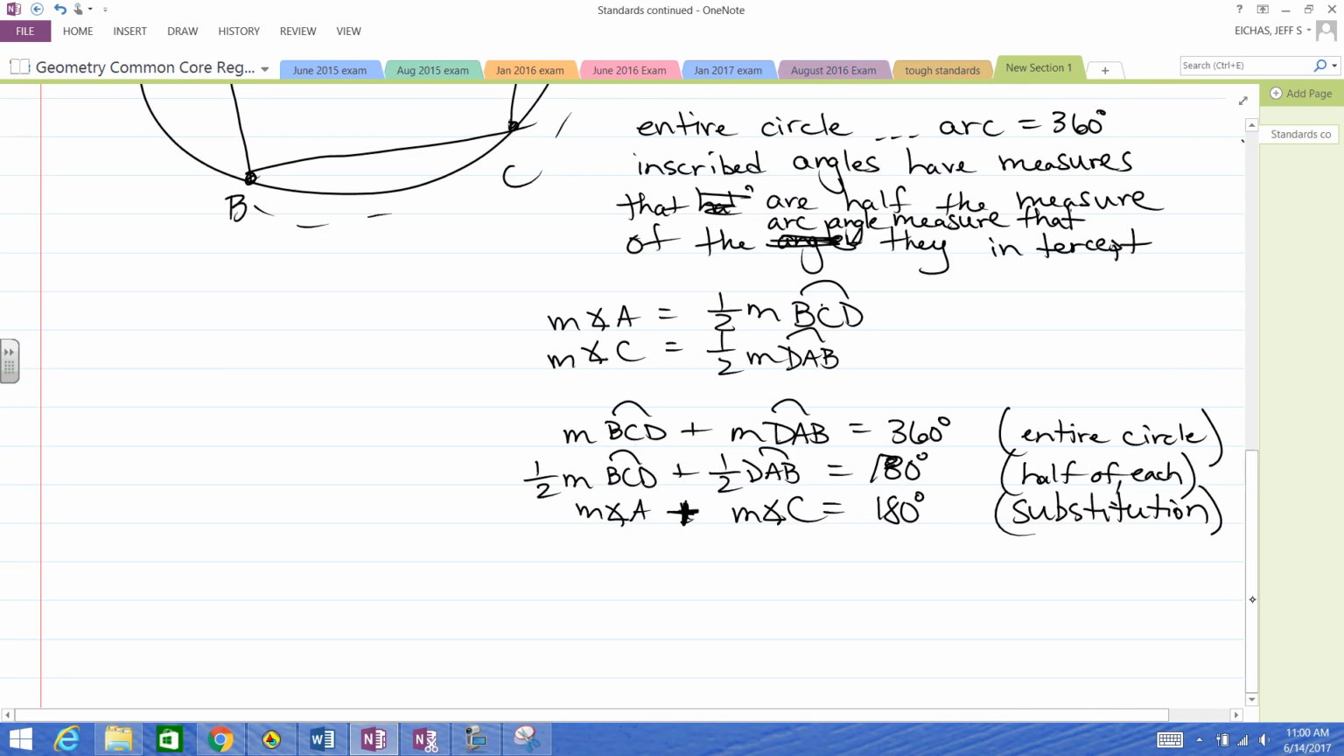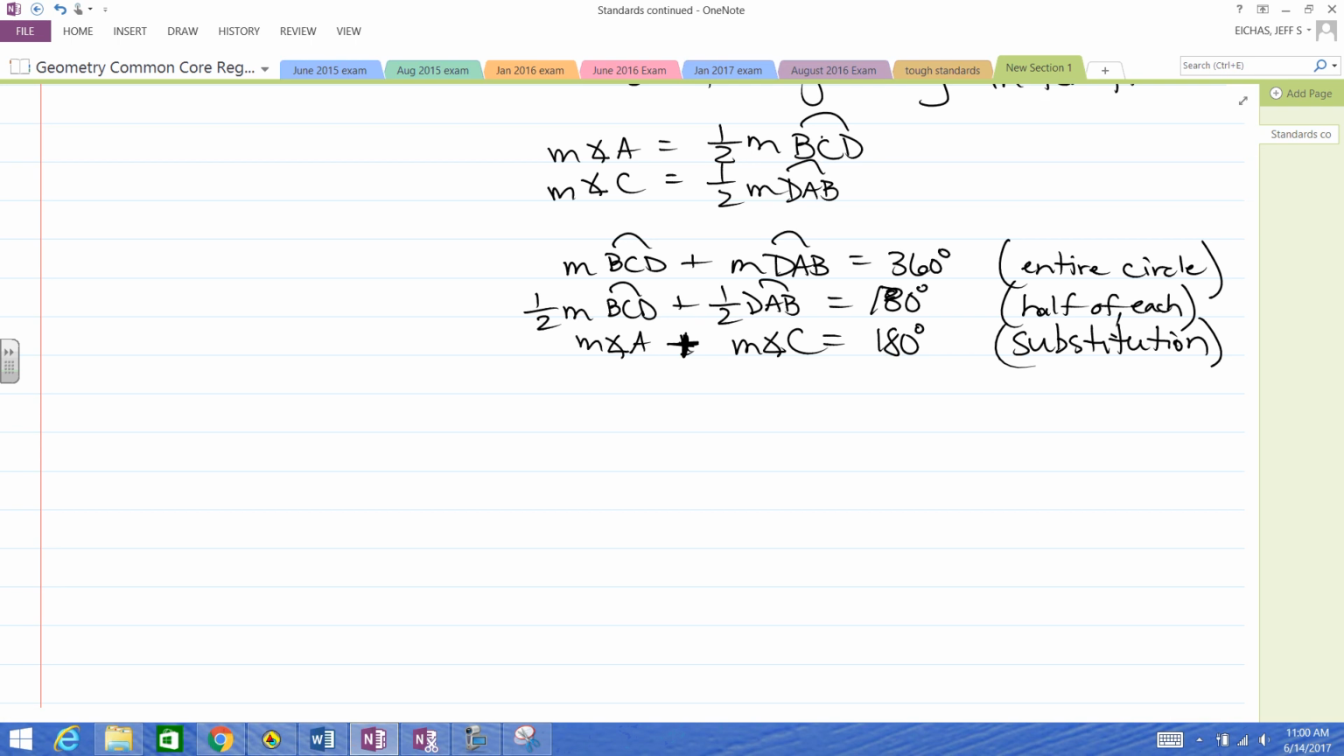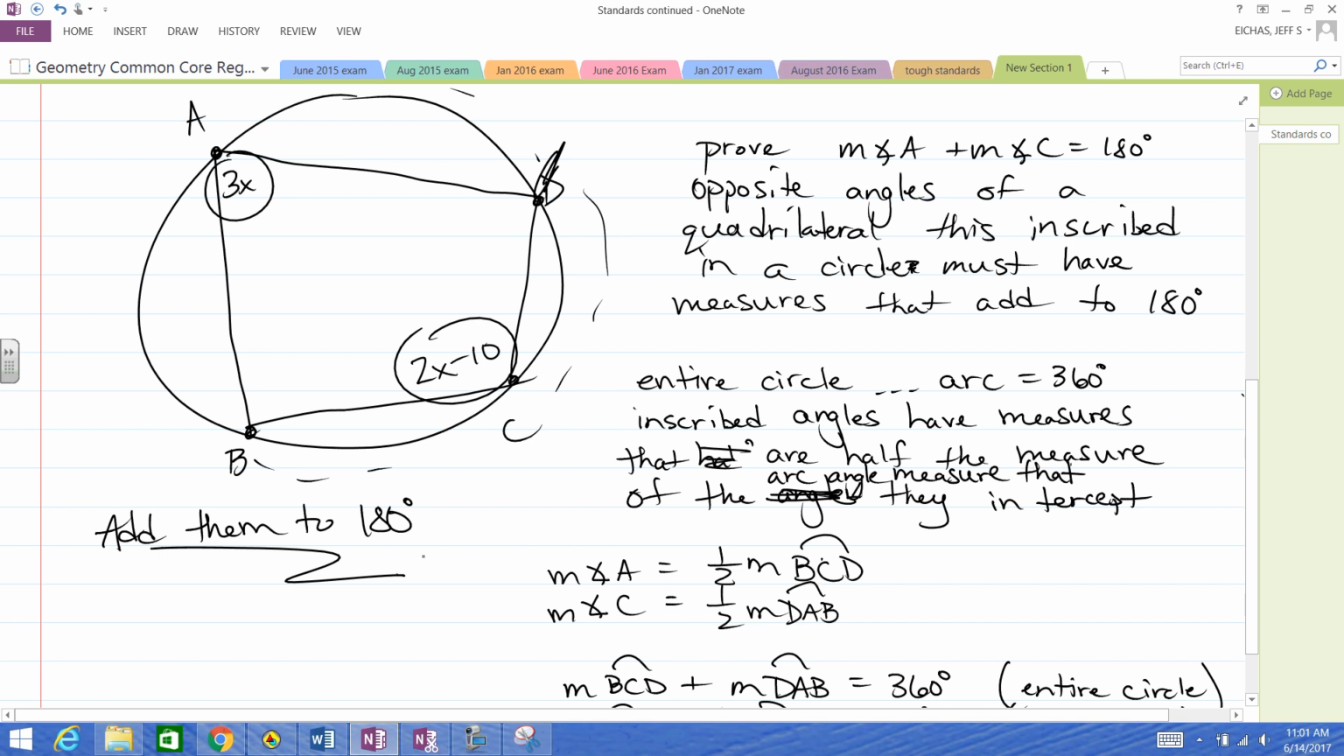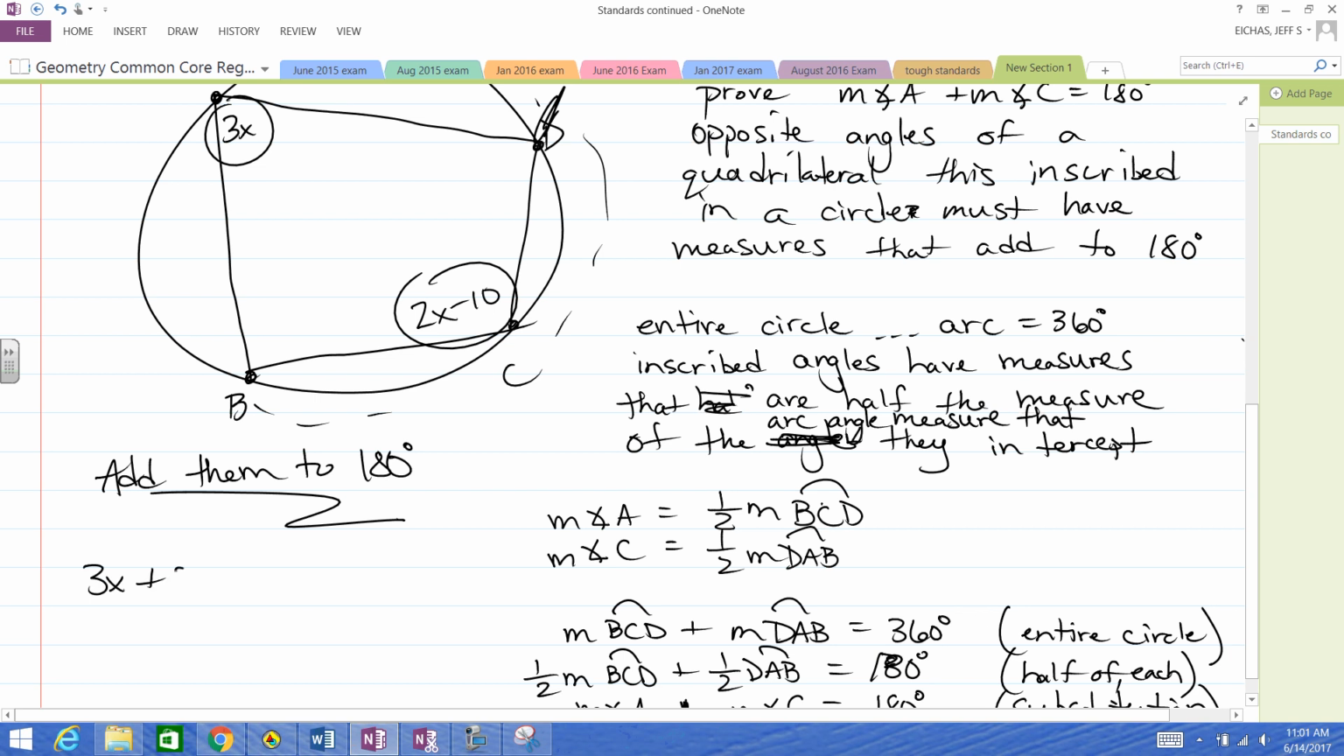Now, be ready for a part 1 question. They could ask something about this right here. They could call this 3x, and I'm just going to make it up so it could be ugly. This could be 2x minus 10. What would you have to do with those? Well, don't set them equal. Make sure you add them to 180. And then solve. So that's the type of problem you could face on a part 1.